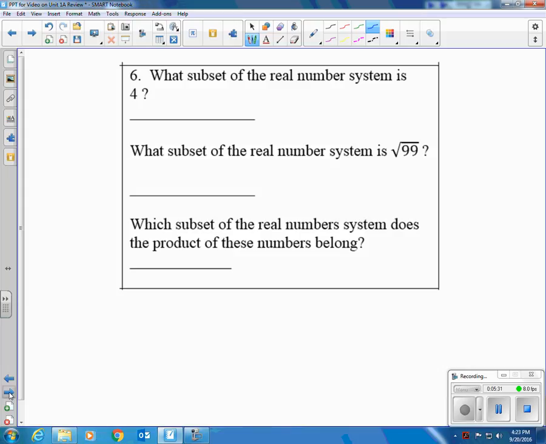Number 6 says, what subset of the real number system is 4? Well, 4 has a lot of categories. It's going to be everything from a natural number all the way up to a real number, also without being irrational, of course. So I'm going to call this rational for now, and you'll kind of see why. But make sure that you also would say that it is also natural or counting. It's also a whole number. It's also an integer.